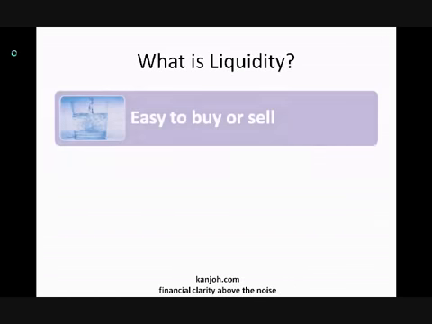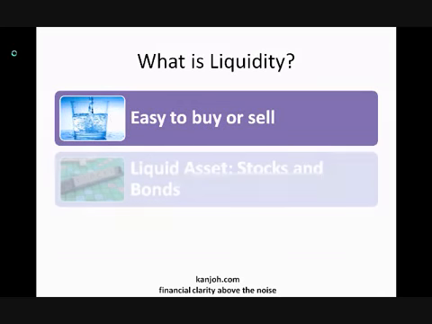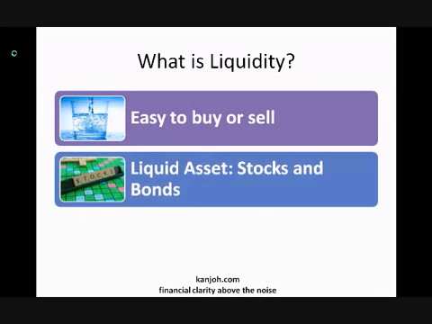Liquidity, or a liquid asset, is something that's easy to buy or sell. An example of something like this is a stock or a bond. Stocks and bonds are traded on the global exchanges 5 days a week. So if you have a share of stock and you need some cash, you just take the stock to the exchange, sell it, and within a few minutes you can get your cash. So stocks and bonds are liquid.